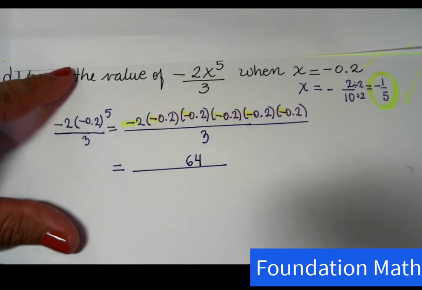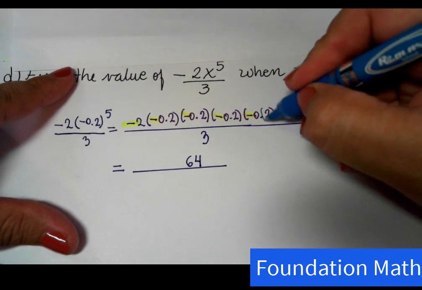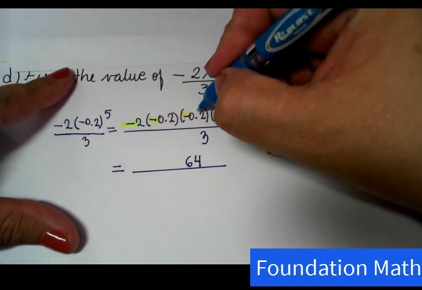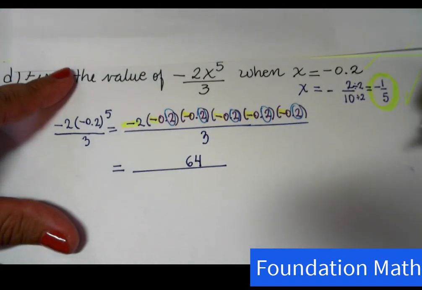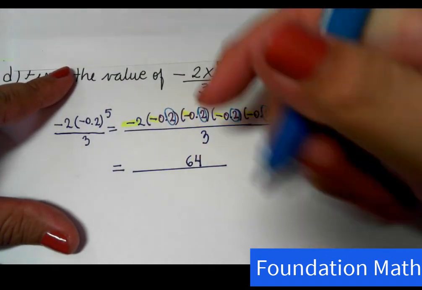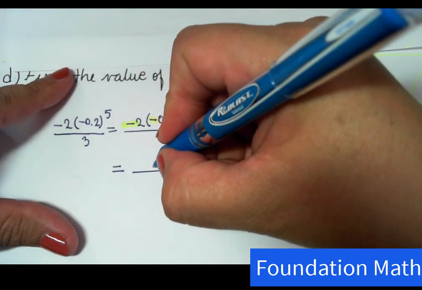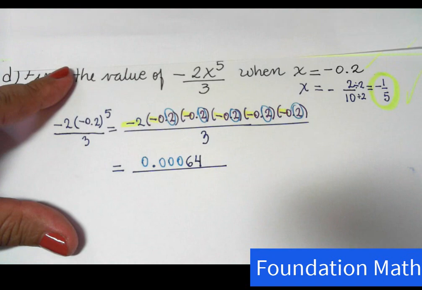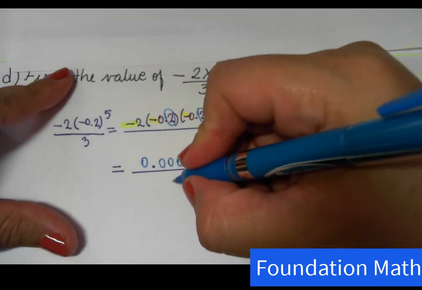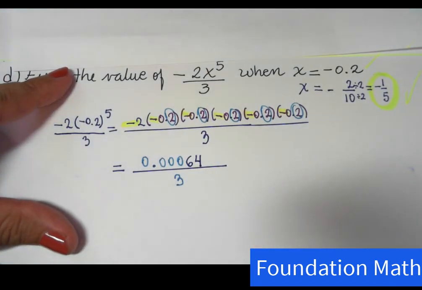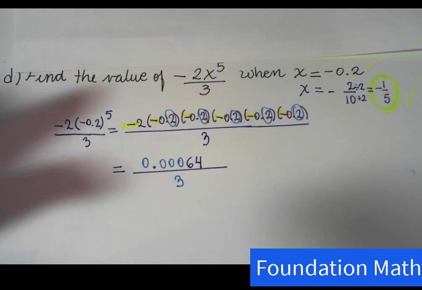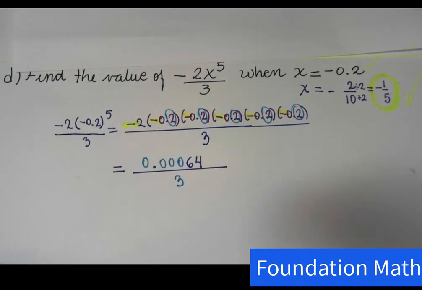We need to count how many decimal places you have. This is 1, 2, 3, 4, and 5. You have 2, 3, 4, and 5 zeros. Over 3. So you have 64, 0.00064 over 3. 64 over 3.